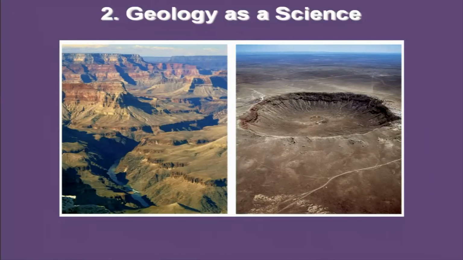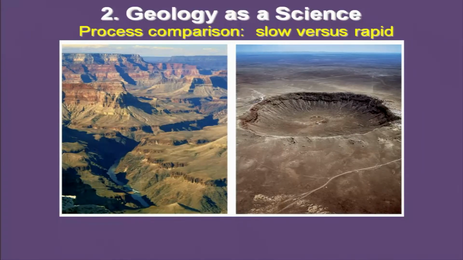Further, if you look at examples in terms of the processes we are talking about, processes can be fast, processes can be slow. This is the best example of processes in the landscape, the fast process and the slow process. These two pictures are, one of the Grand Canyon, and another of a crater created by a meteoritic impact. So, process comparison: slow versus rapid.